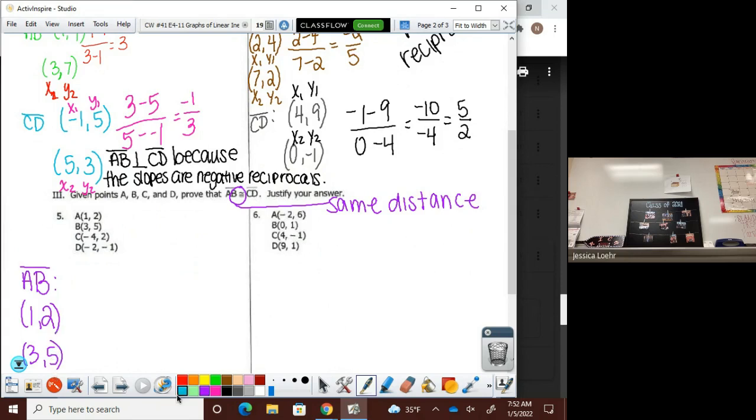So again, if it helps you, label your points x1, y1, x2, y2. A lot of us messed up the distance formula on our coordinate geometry test, so just make sure that you memorize that formula. I will write it up here for you. It's also on the front page of this packet.